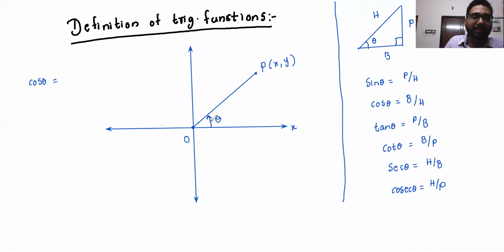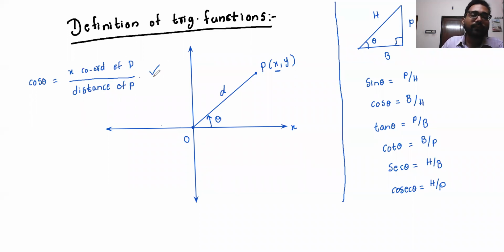So the definition of cos theta is the x coordinate of P divided by the distance. The distance is OP, let us call it D. So cos theta is the x coordinate of P divided by the distance of P from the origin. This is the definition of cos theta.